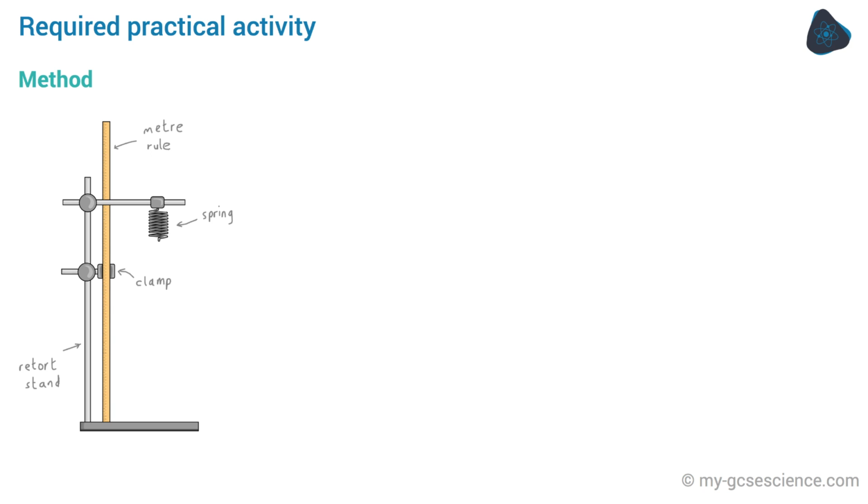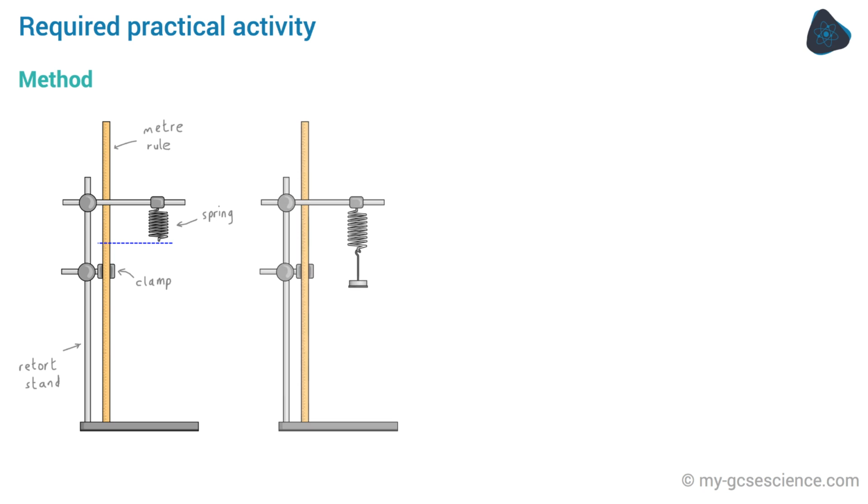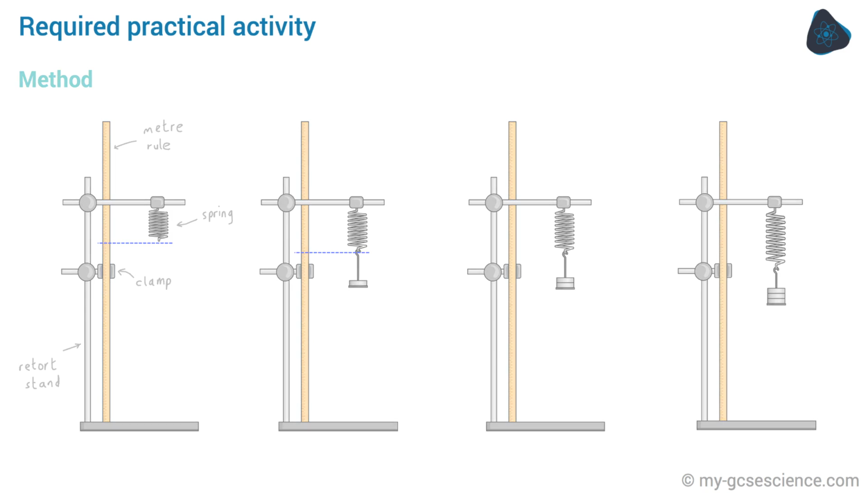We start by measuring the position of the bottom of the spring on the meter ruler. Of course, the ruler has to be quite close to the spring for this measurement to be carried out accurately. We then attach a 100 gram mass to the spring and measure the new position of the bottom of the spring. The extension is of course just equal to the difference between this and the original position. We then repeat this for additional masses.